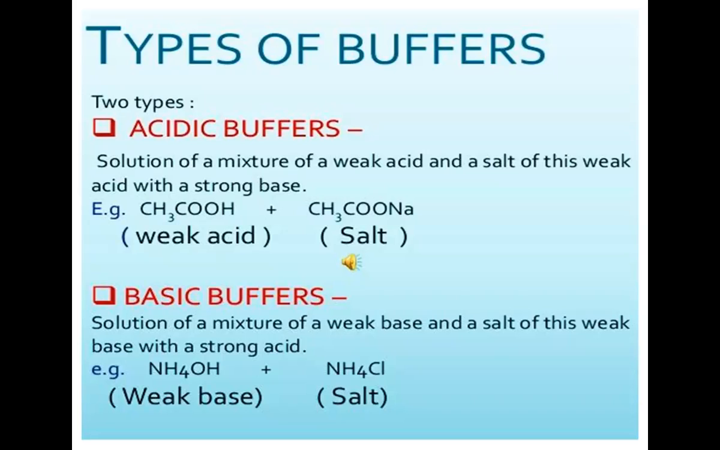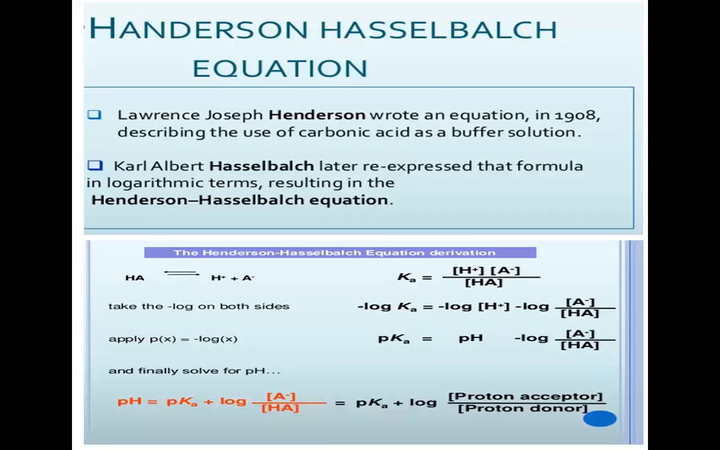And what is the basic buffer? It is a solution of a mixture of a weak base and its salt. The weak base is ammonium hydroxide, and the salt is ammonium chloride. So ammonium chloride plus ammonium hydroxide is a combination of a basic buffer. In future we will learn lots of other buffers also. So this is the equation.